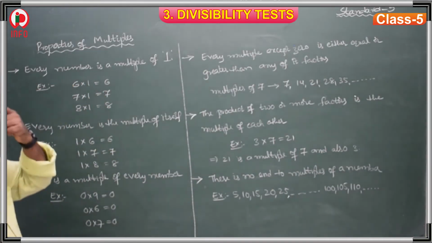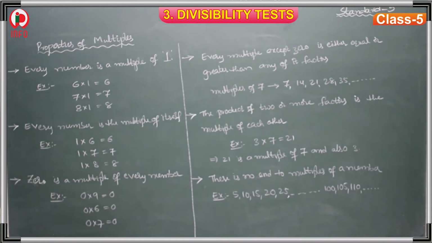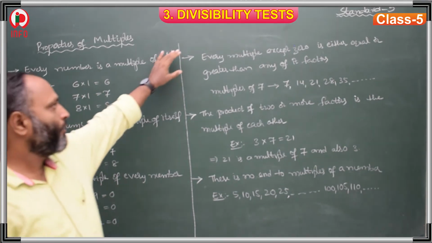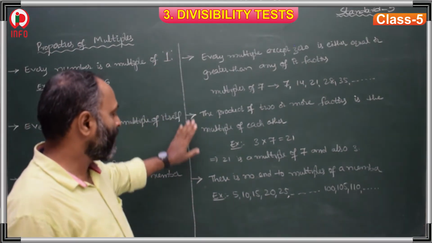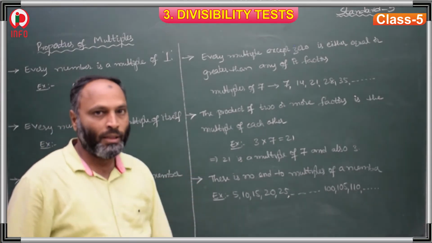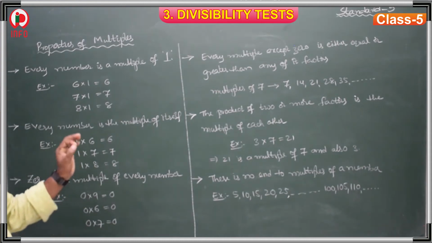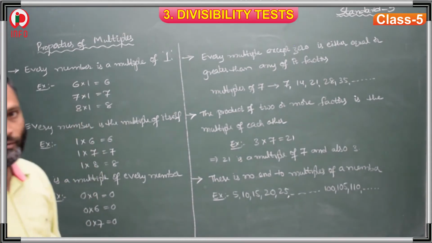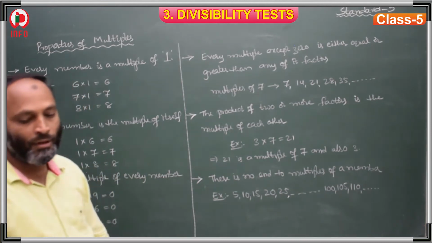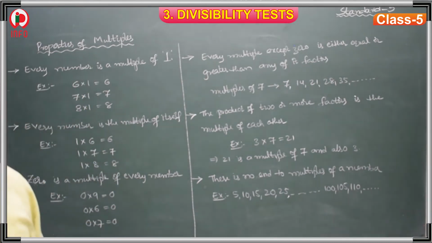Now here, properties of multiples. There are a total of 6 properties: first property, second property, third property, fourth property, fifth property and sixth property. So what are the properties? See here, every number is a multiple of 1. How is it a multiple of 1?